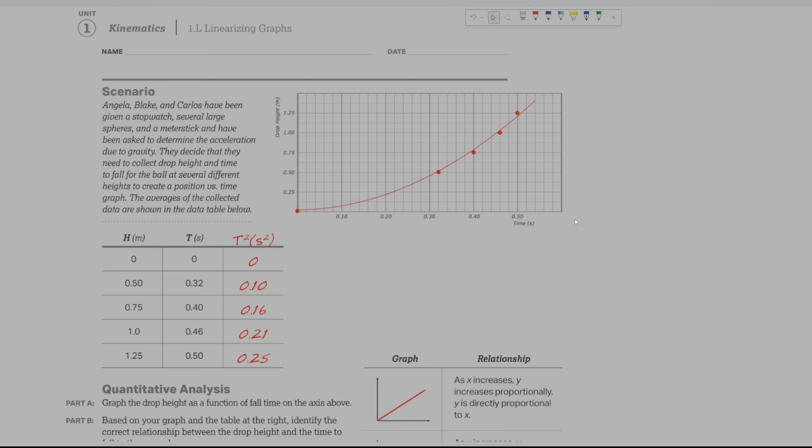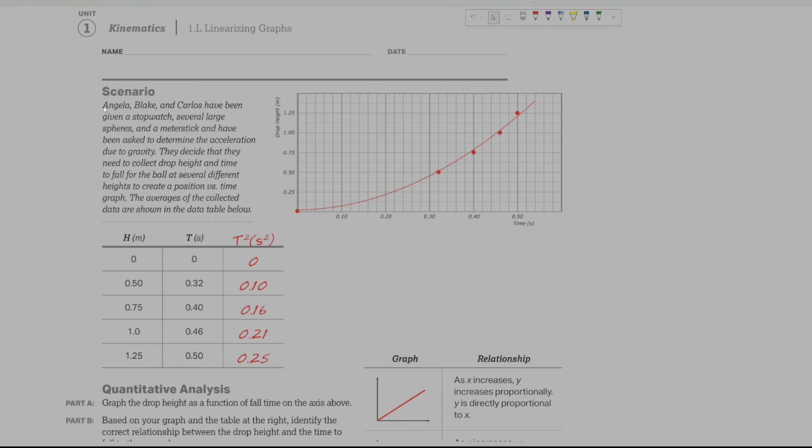Okay, this is Mr. Jern, and I'm going to talk about AP Physics 1, Workbook 1L, Linearizing Graphs. Linearizing graphs is definitely a skill we're going to be using a lot throughout the year, and this is just a little practice with that.